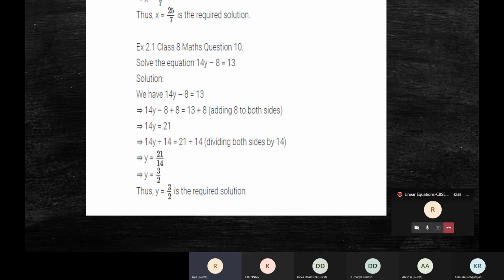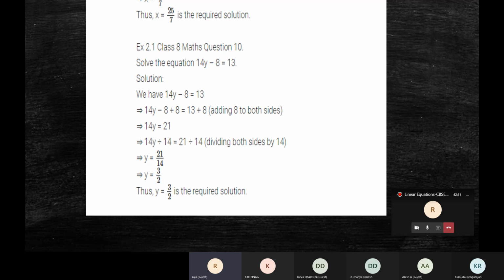10th question, ma'am. Yes, ma'am. Sure, ma'am. I shall give it a try. Yeah, please go ahead. The equation is 14y minus 8 is equal to 13. So we have to remove the number 8. So we are adding 8 to LHS and we are adding 8 to RHS also. Very good.